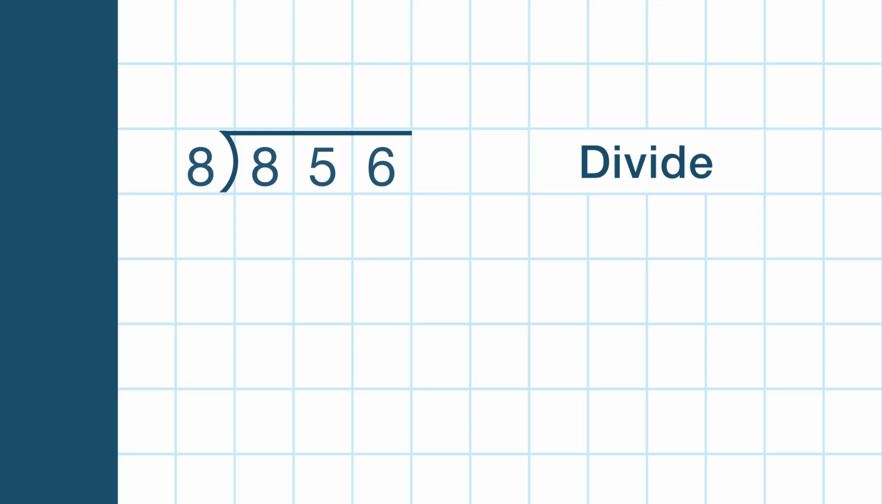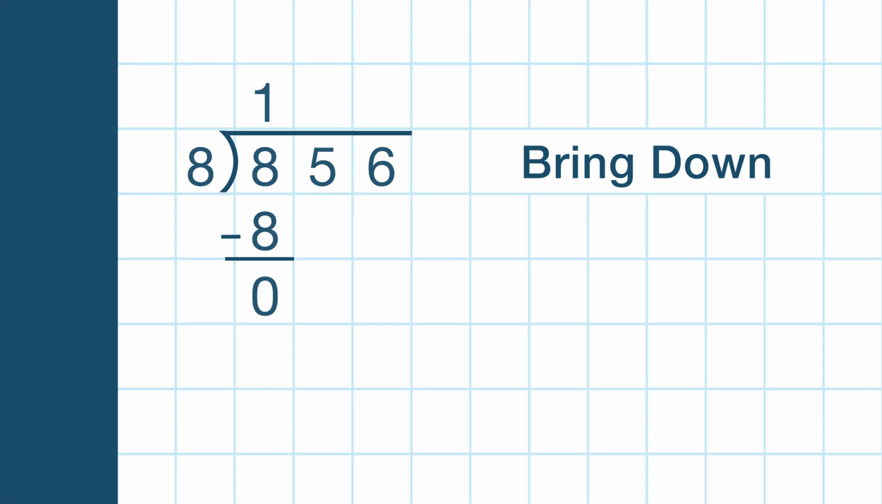Step 1. Divide. 8 goes into 8 one time. Write the 1 above the 8. Step 2. Multiply. 1 times 8 equals 8. Write 8 under the 8. Step 3. Subtract. 8 minus 8 is 0. Step 4. Bring down. Bring down the 5 to make 5.